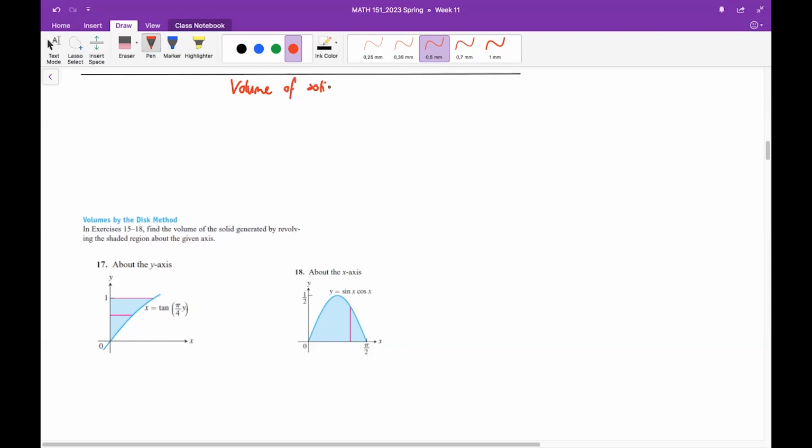Volume of solid objects obtained by rotating a given region around the x-axis or y-axis, or around some line, it doesn't matter. Okay, you will see, you can also rotate around different lines. So this is the title.